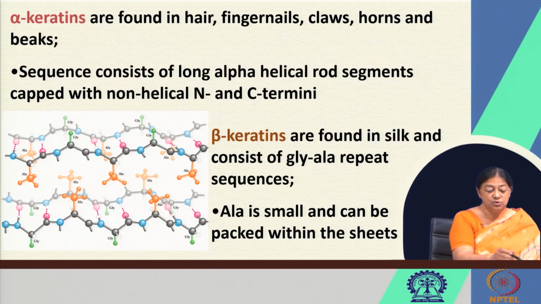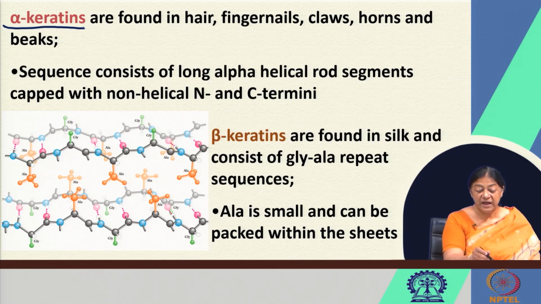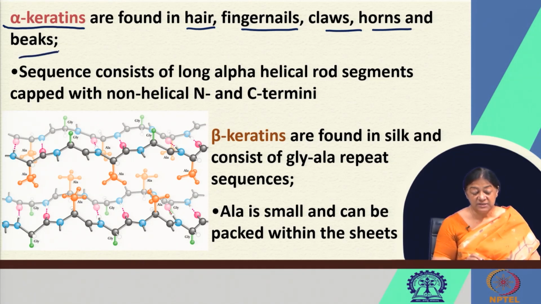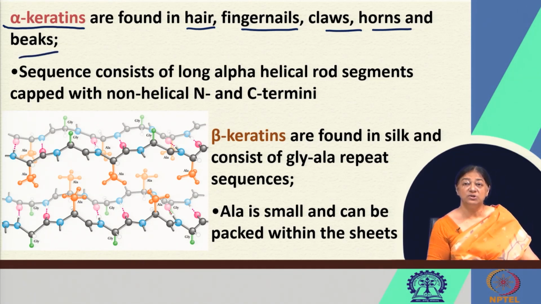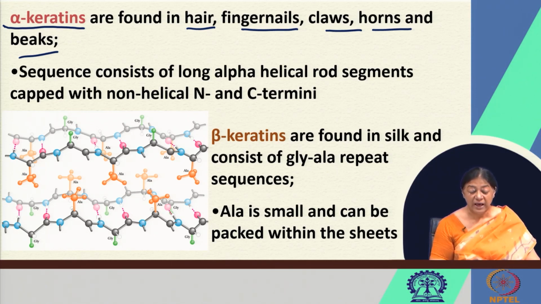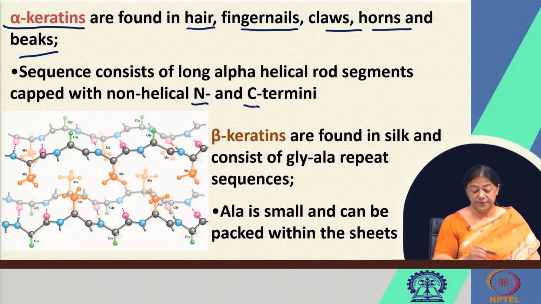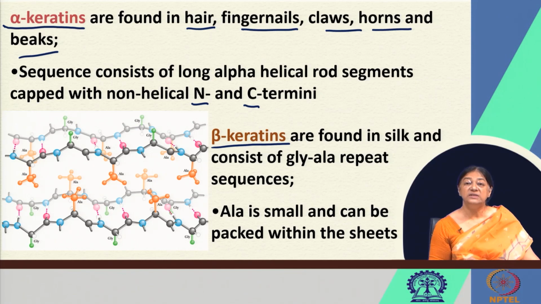This leads us to where we can find alpha keratins. We find alpha keratin in hair, in fingernails, claws, horns and beaks. And the sequence, as we were talking about the types of amino acids that are present, consists of long alpha helical rod segments, and it is capped with non-helical N and C termini. The beta keratins that we talk about are found in silk.